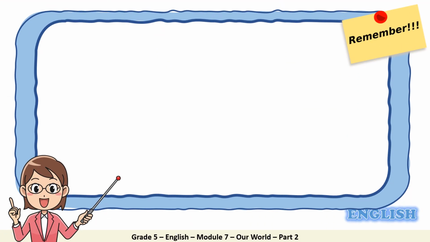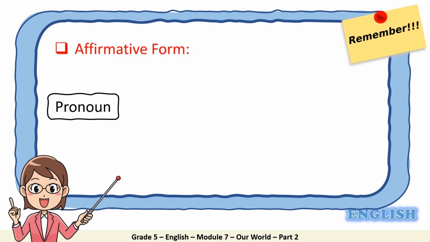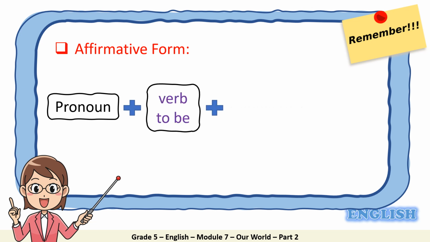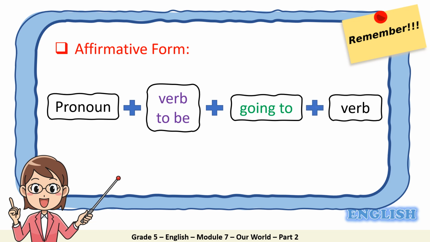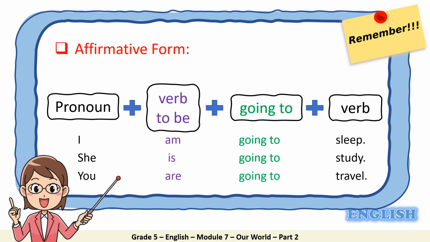We will start with the affirmative form. It's made of 4 parts: pronoun, plus verb to be, plus going to, plus the verb in the infinitive form. Like this example, I am going to sleep. She is going to study. You are going to travel.